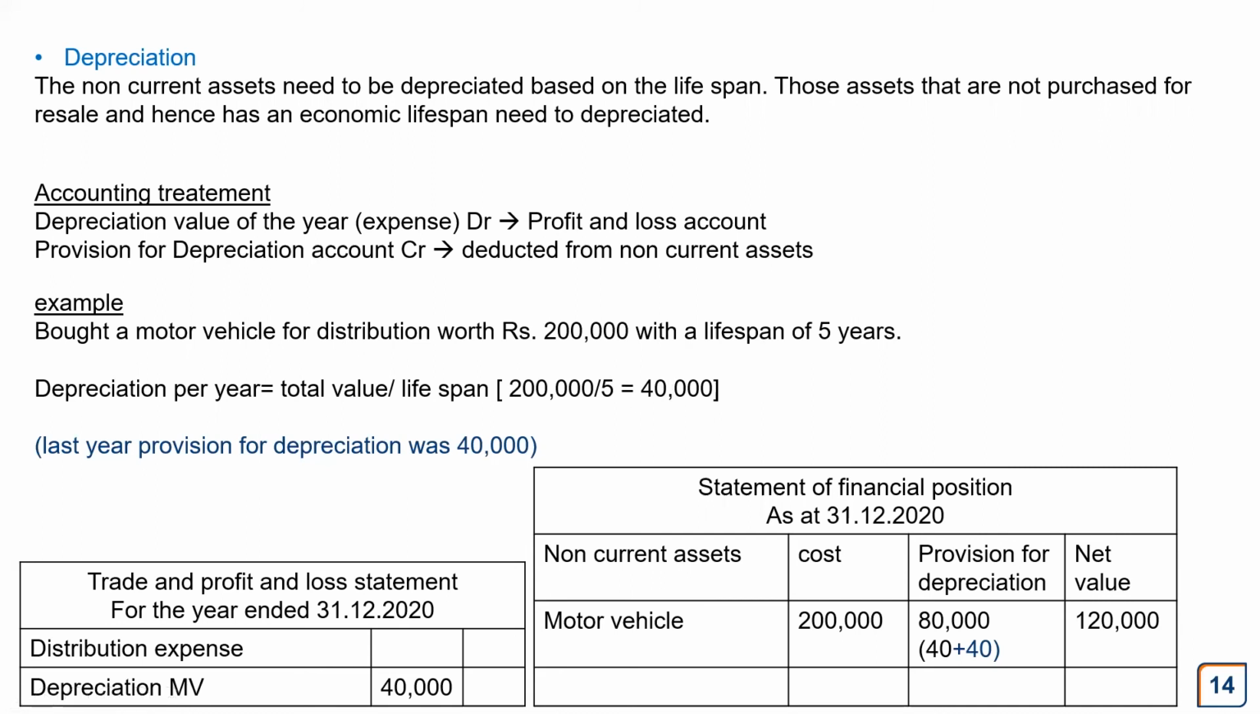Imagine last year we had a provision as well. So for this year's expenses, we will write depreciation motor vehicle 40,000. But at the statement of financial position, the cost minus the provision will be 80,000. Why? Because this year we had 40,000, but last year also we had 40,000. So totally 80,000 should be deducted, right? So I hope the depreciation part is clear to you as well.